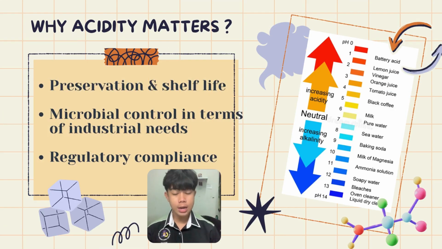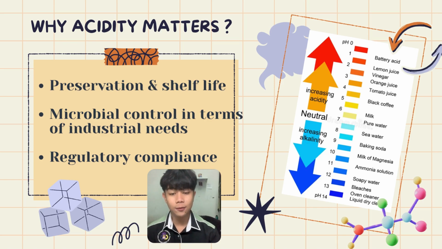Good morning everyone, I'm Mazlan and today we'll explore how volumetric analysis, specifically titration, helps us measure acidity and pH in food and beverages. We'll see why these measurements are crucial for flavor, safety and quality control.